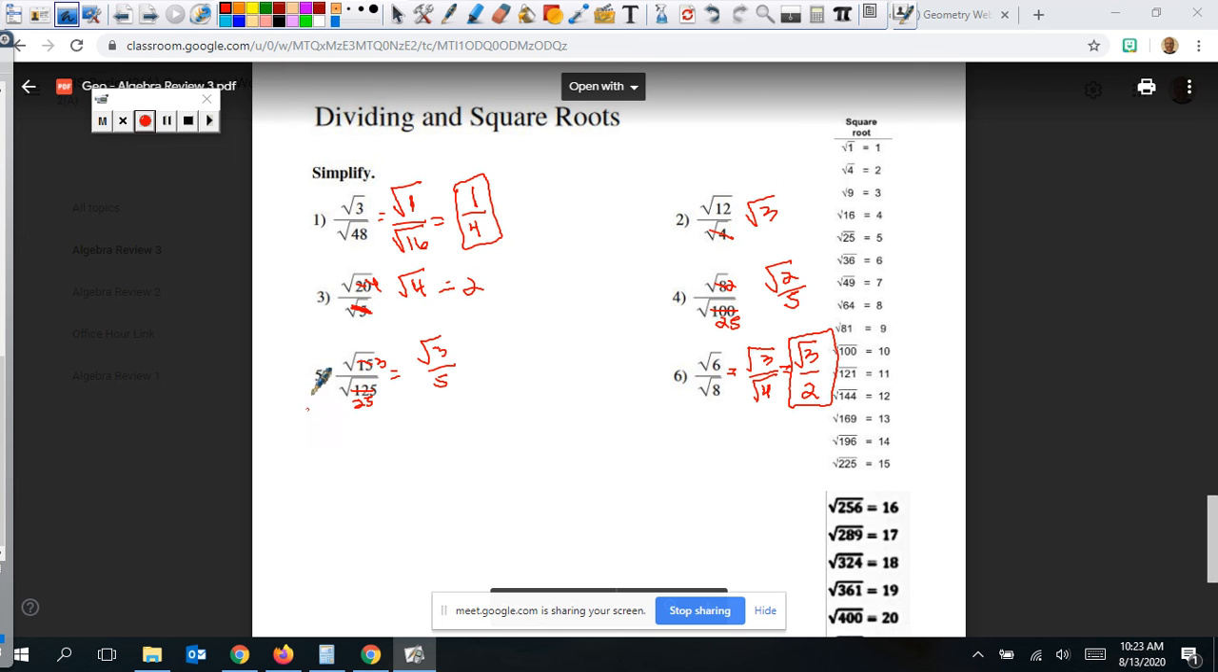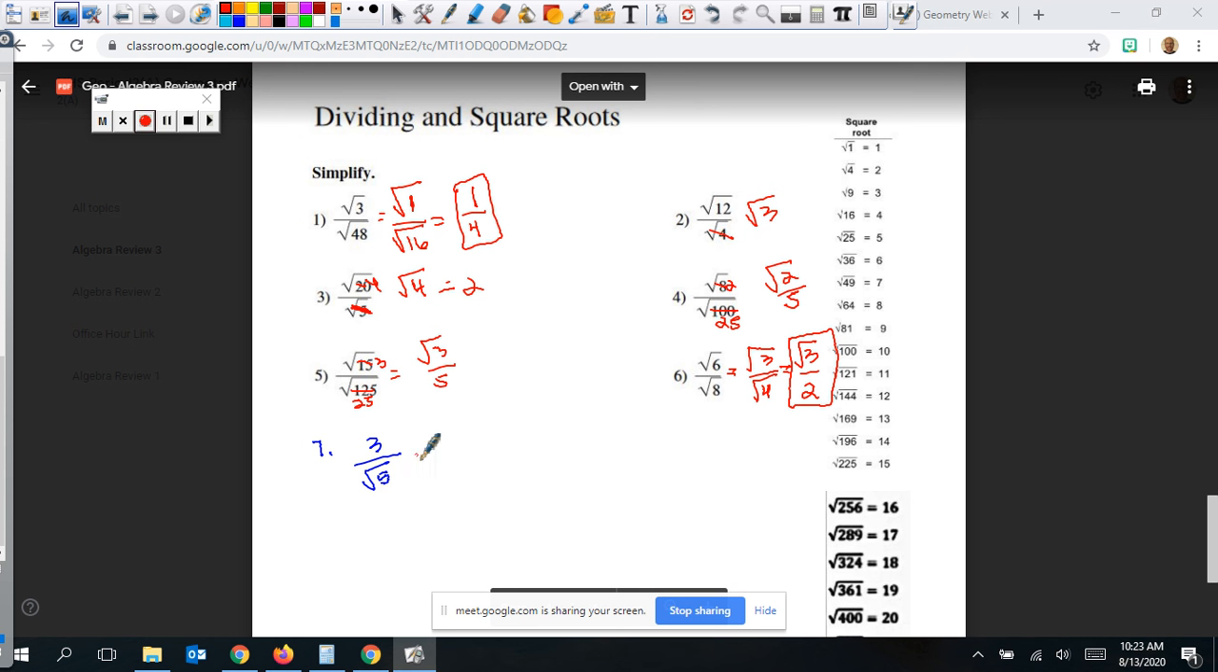Okay, so for number 7 and 8, I'll do a different color. For 7, just copy this one down: 3 over a square root of 5. Already, right now, there's nothing I can do with a square root of 5. I can't get it to become a whole number. So what we have to do for this is rationalize it.